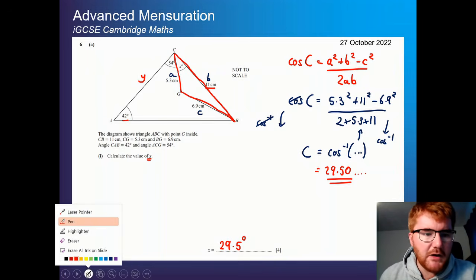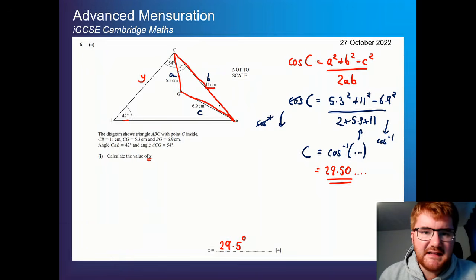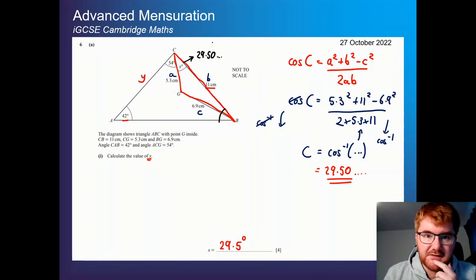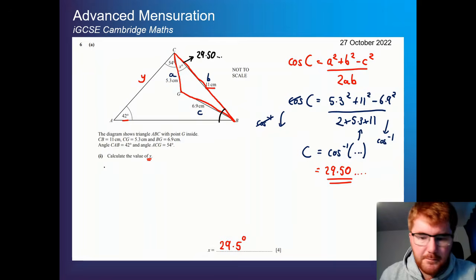So I'm kind of working backwards here. I need to find this angle, and I can do that with the very big triangle ABC. Remember, we now know what x is. It's 29.5000. So the first thing that we need to do here is work out angle B.